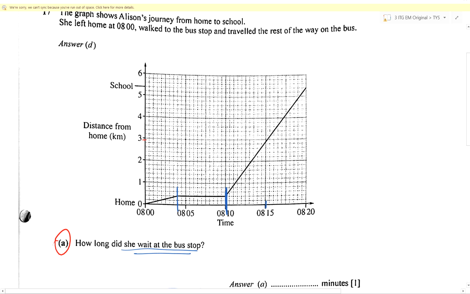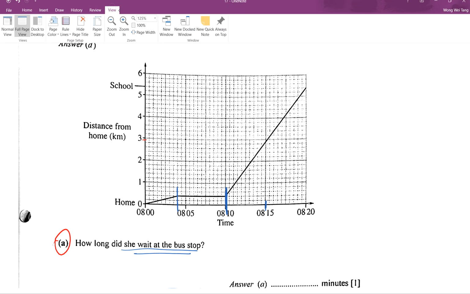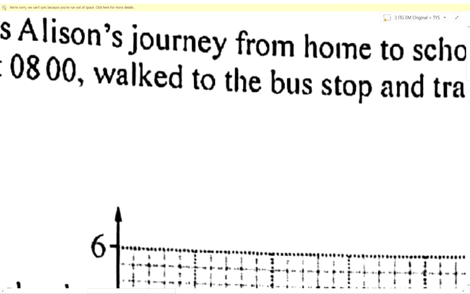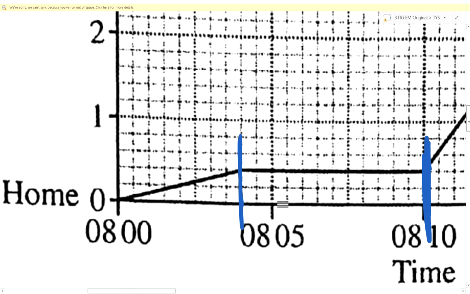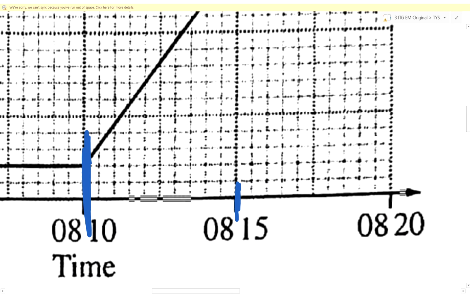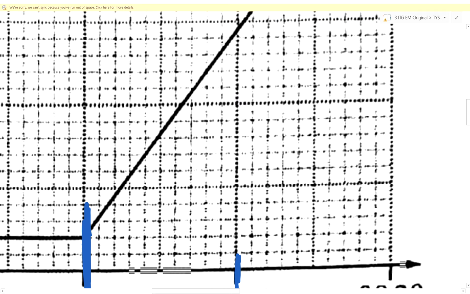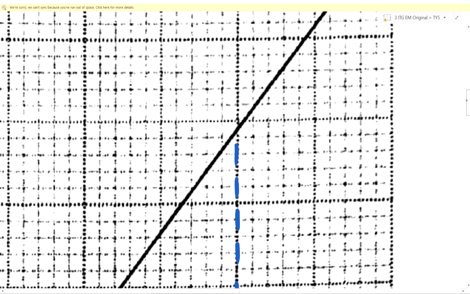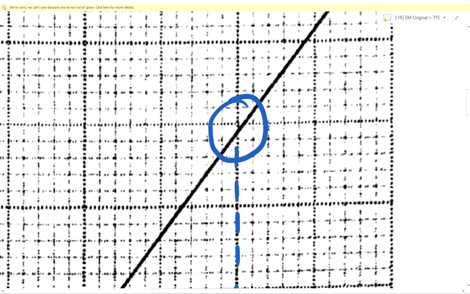At 8:15. This is our line for 8:15. Look closely at the intersection. Does it intersect at a horizontal line or does it intersect between two horizontal lines? Between. Your eyesight has to be good. So it intersects between, which means that I have to take the middle value of these two distances.